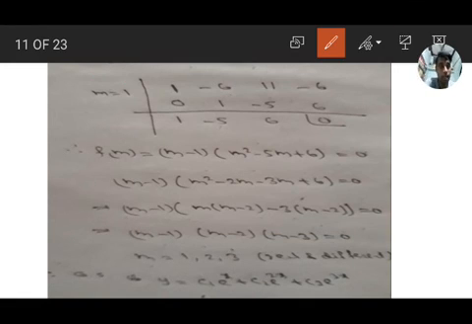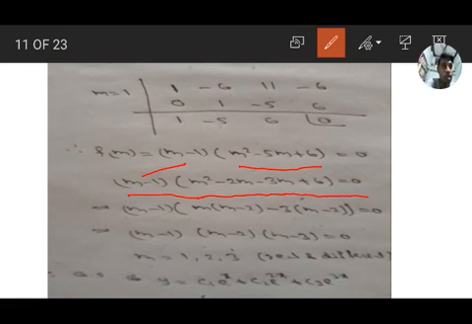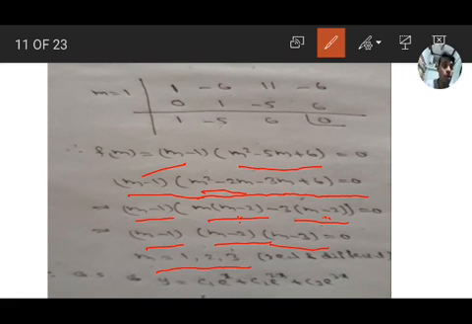Take factors. m squared minus 5m plus 6: m minus 1 is the same. Then m squared minus 2m minus 3m plus 6 equal to 0. m minus 1 is as it is. In the first two terms, m is common: m minus 2. In the next two terms, minus 3 is common: m minus 2. We get m minus 1, m minus 2, m minus 3. So m equal to 1, 2, 3. So the three values are real and different.